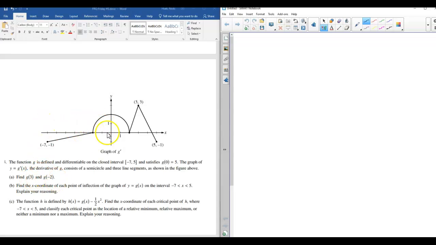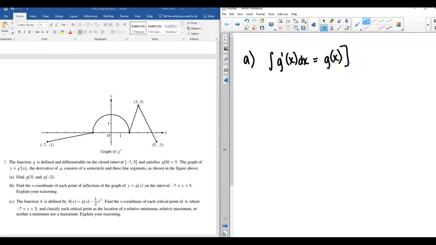So remember, the graph that we're given is g prime. So what we're going to have to do here is think about the fundamental theorem of calculus, which tells us whenever we integrate from a number to another number of g prime of x dx, we will get g of x evaluated at those two numbers.